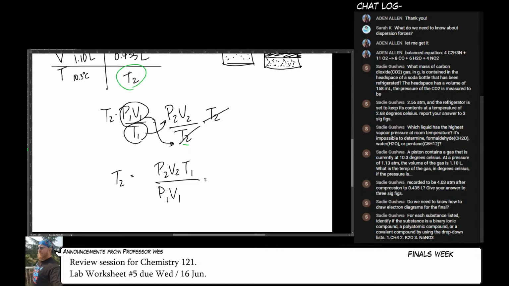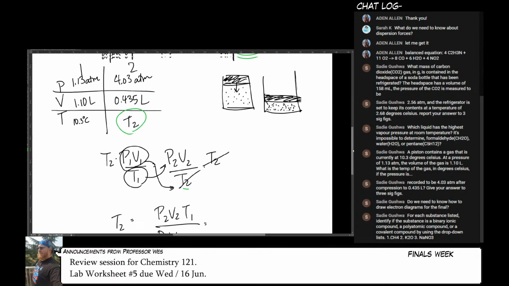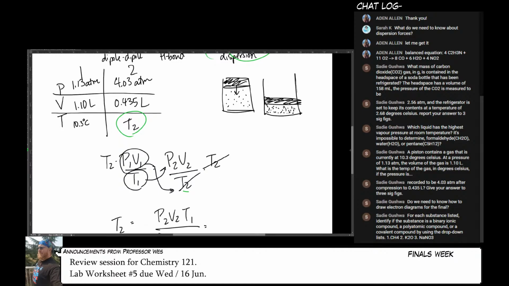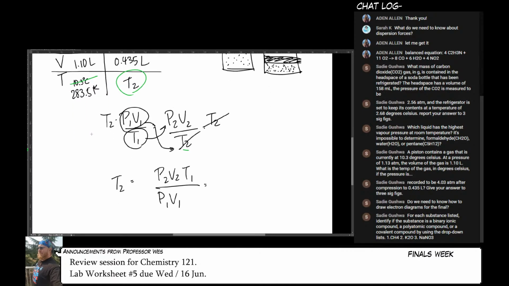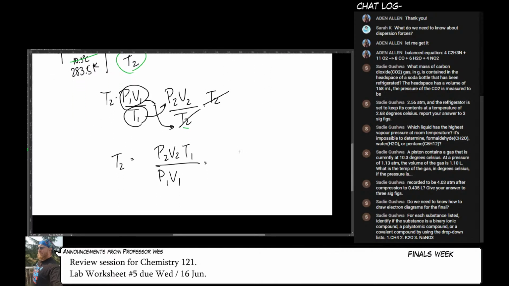And now we can just punch in our numbers, but you can't use Celsius in gas law problems, right? You have to turn it into Kelvin. So we cannot enter this number as written. So let's turn that into Kelvin. And I get 283.5. Now, what that means is that our answer is going to be in Kelvin when we're done, so we'll need to turn it back into Celsius. But that's totally okay. We can do that.